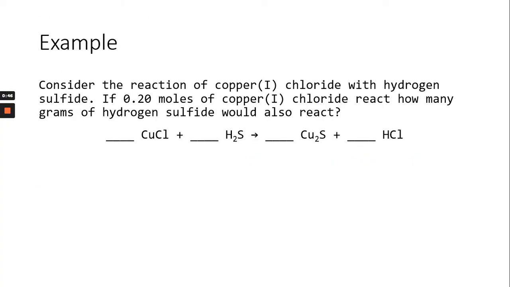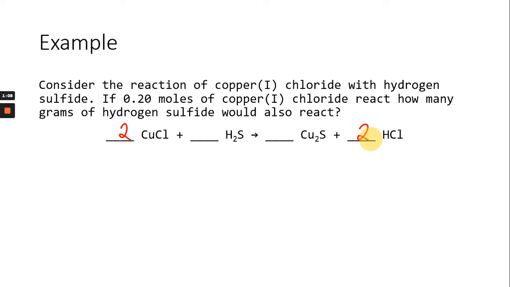So here's our first example. We're going to need to balance our reaction. So 2 coppers, 1 copper. That gives us 2 chlorines, so we would put a 2 here. 2 hydrogens, 1 sulfur, 1 sulfur. So these coefficients are 1s.